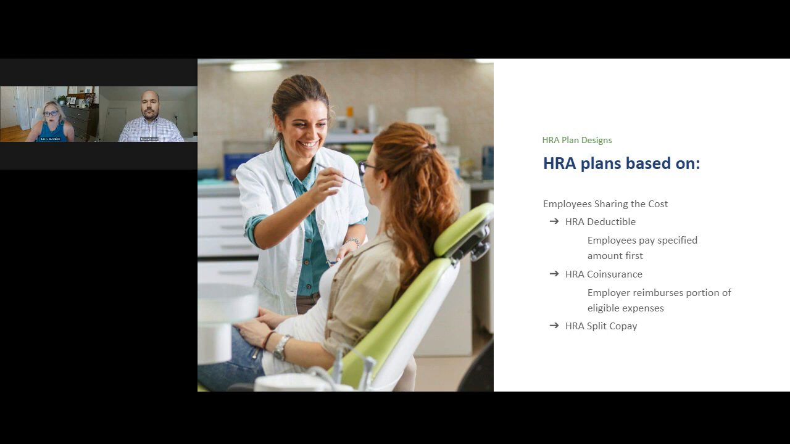Now, another approach is the HRA split copay design. So let's say an employer has switched to a less rich traditional group plan, and the copays for office visits are going to increase for employees. To mitigate the impact of this, an employer could design a plan that reimburses employees for part of the higher copay, say $20. So it effectively becomes closer to or the same as what employees are accustomed to paying.